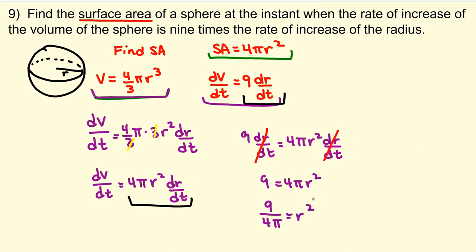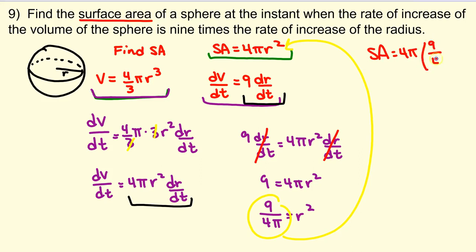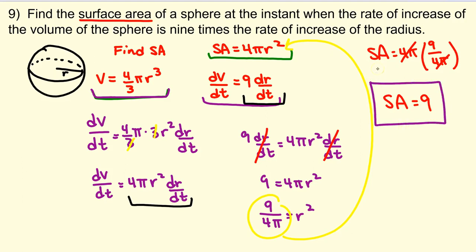And remember, we're finding the surface area at this particular moment. So let's take that, plug it into our surface area equation for r squared. So the surface area is 4 pi times r squared. So the surface area is 9. At the moment when the rate of change of the volume is 9 times the rate of change of the radius, the surface area is 9. And we weren't given any units, so we'll just have to leave it at that.